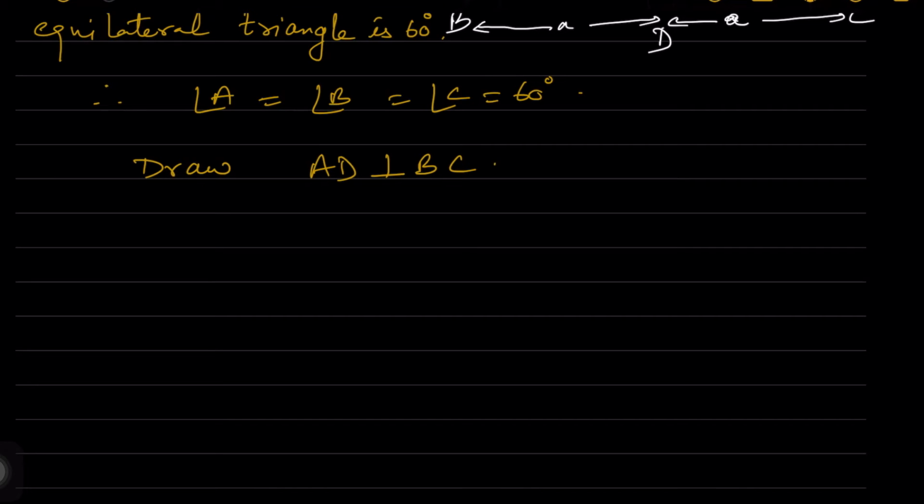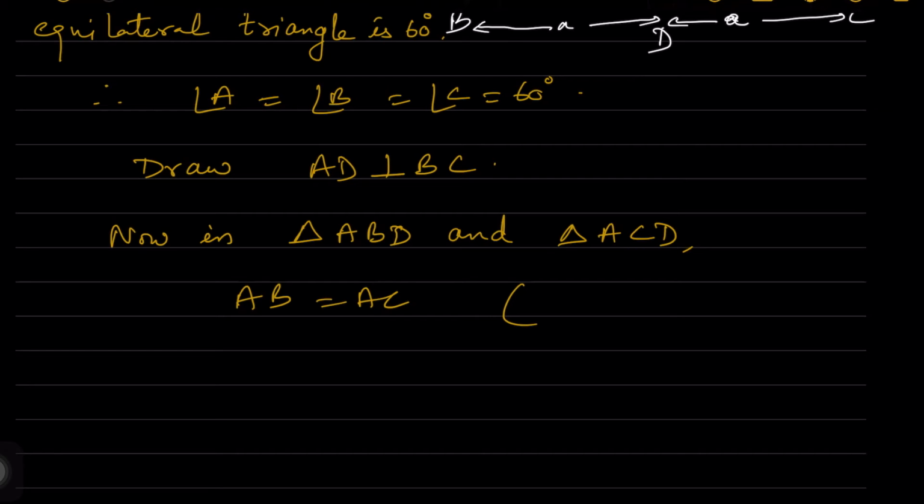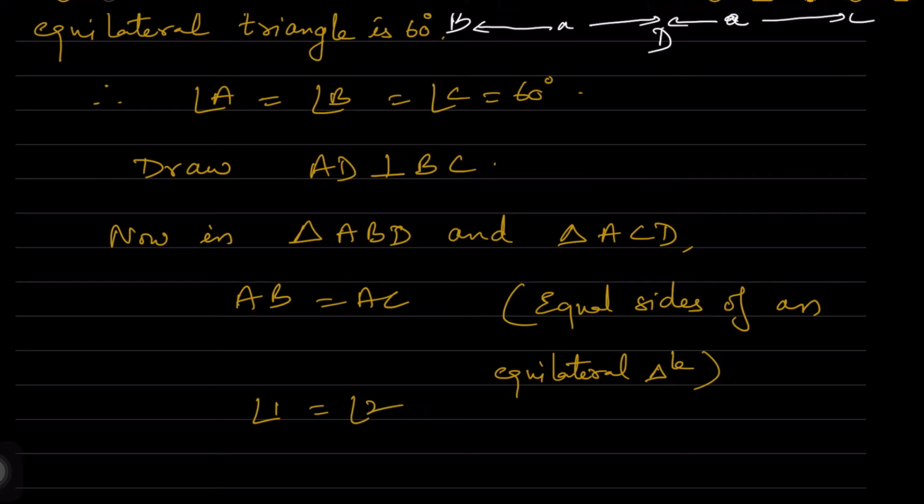Now what are we doing? We have already drawn the AD perpendicular to BC. We are writing it down now here. We are going to consider both the triangles, triangle ABD and triangle ACD. In these two triangles we have AB is equal to AC because equal sides of an equilateral triangle are equal. Next, you are also having angle 1 is equal to angle 2 because both are 90 degrees. Then you are having the side AD is equal to AD, which is common to both the triangles.